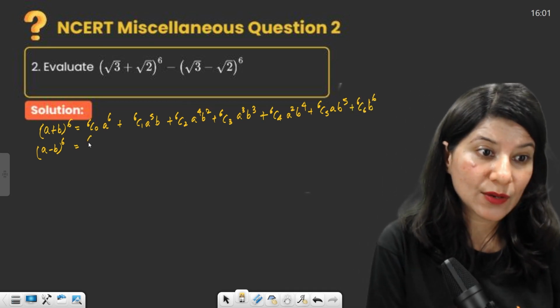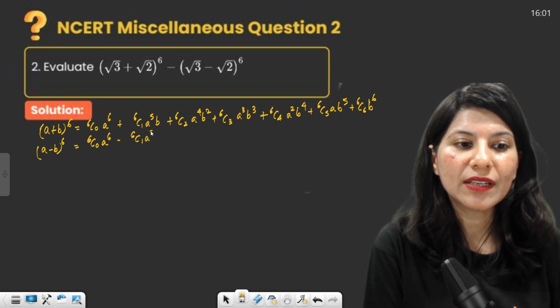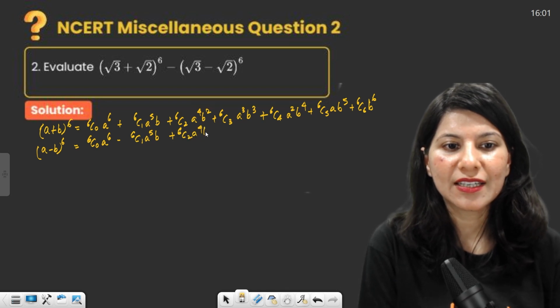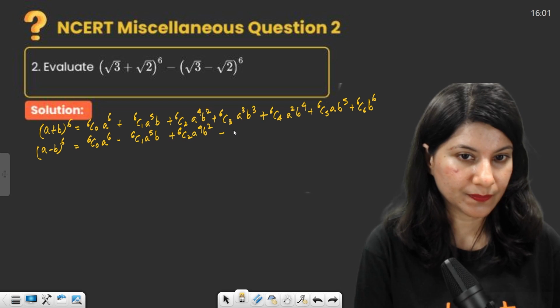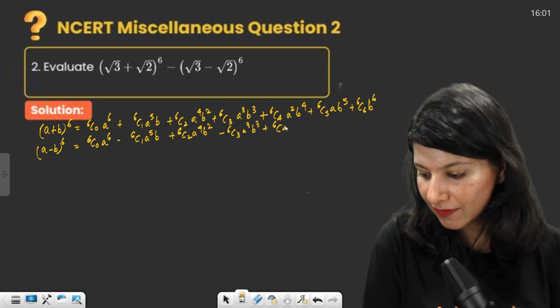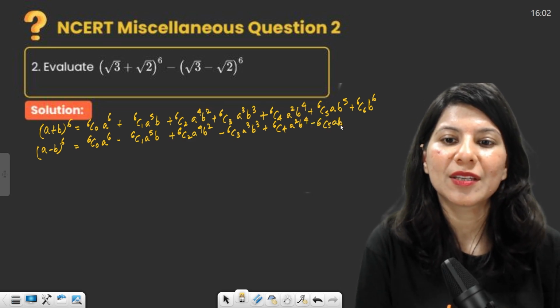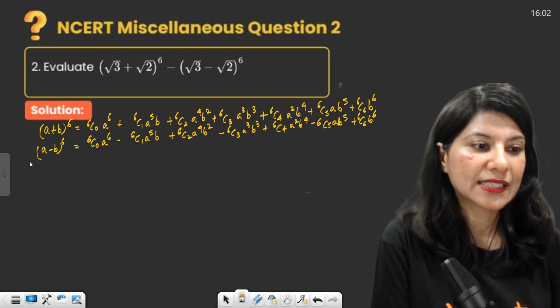And now (a minus b) raised to power 6: 6C0 a raised to power 6, minus 6C1 a to power 5 b, plus 6C2 a to power 4 b squared, with alternate signs, plus and minus, since you need to subtract. Then 6C3 a cubed b cubed, plus 6C4 a squared b to power 4, minus 6C5 a b to power 5, plus 6C6 b raised to power 6.